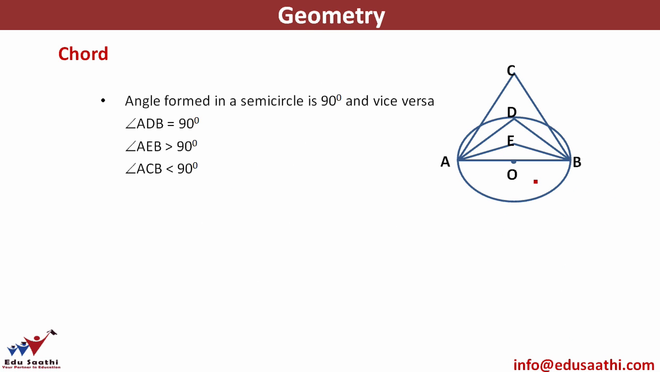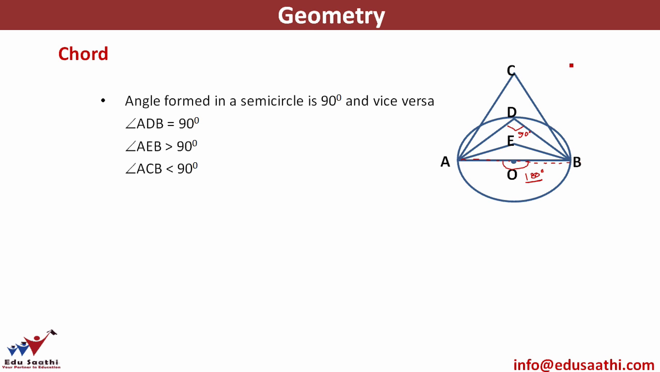The next property that we need to remember for chord is angle formed in a semicircle is 90 degree. What I am looking at, AB is the chord and it is actually also the diameter. The diameter subtends an angle of 180 degree at the center. So the angle subtended by it at the circumference is half the angle subtended at the center. So if at the center the angle is 180 degree, the angle at the circumference would always be 90 degree.